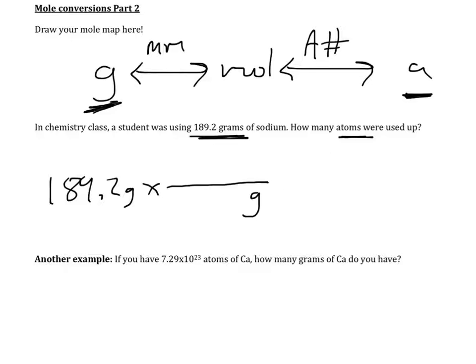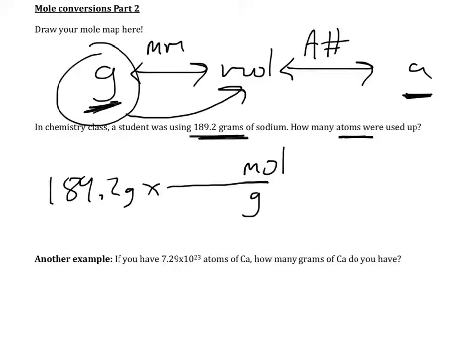However, what's going to be different is we cannot go from grams to atoms directly. We cannot do this. Instead, if you look at the flow chart, there's a certain order. We need to take our grams and first convert them to moles. So we cannot go from grams to atoms first. We need to go from grams to moles.